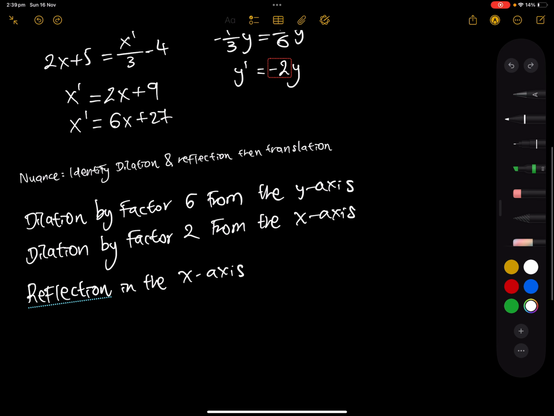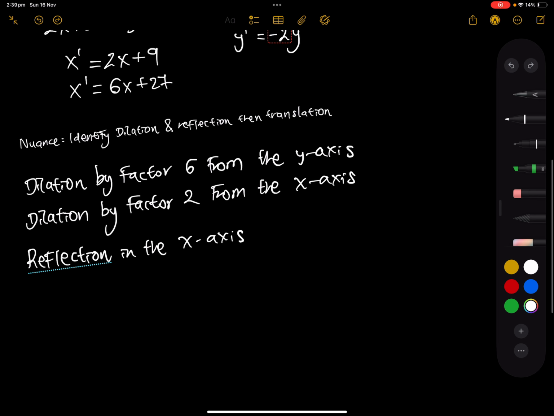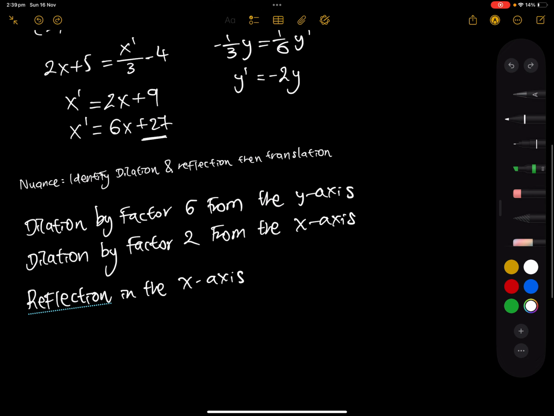Now that we've got our dilation and reflection, it's time to identify our translation, which is very simple. We're translating by 27 units right, or in the positive direction of our x-axis. And that's basically it.